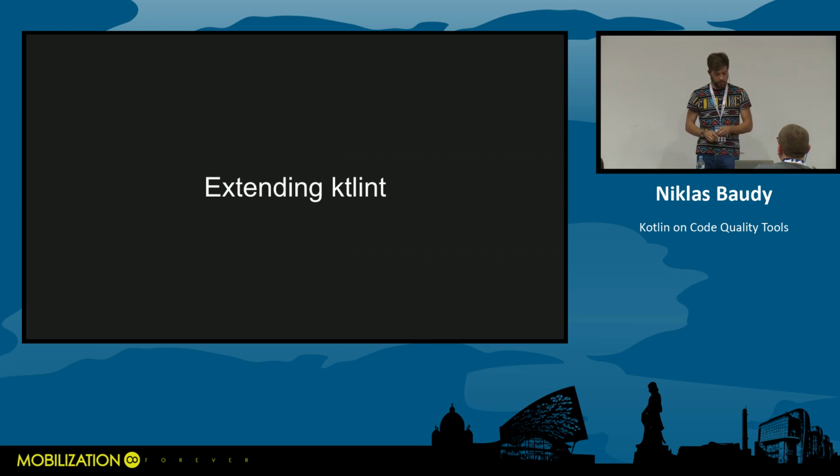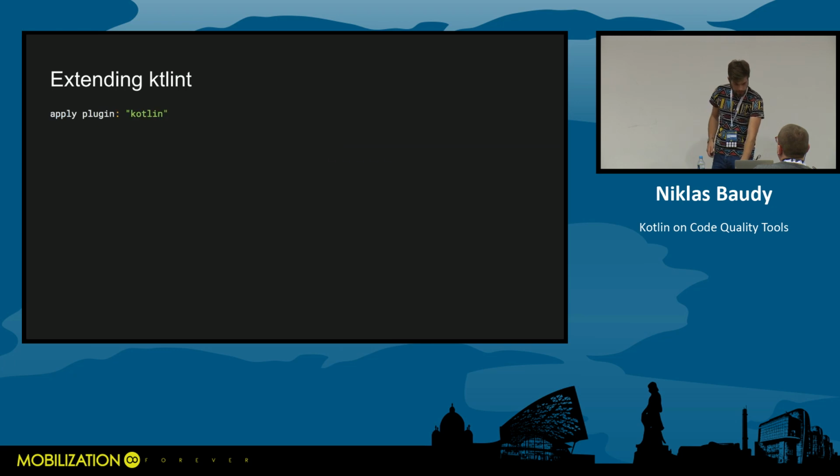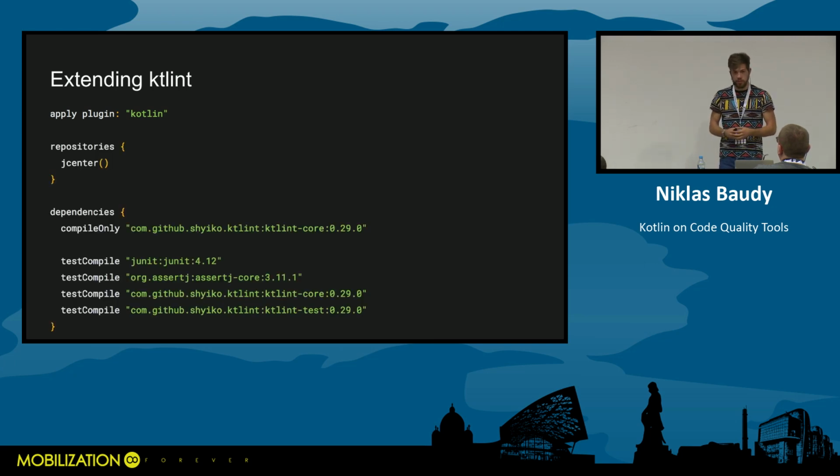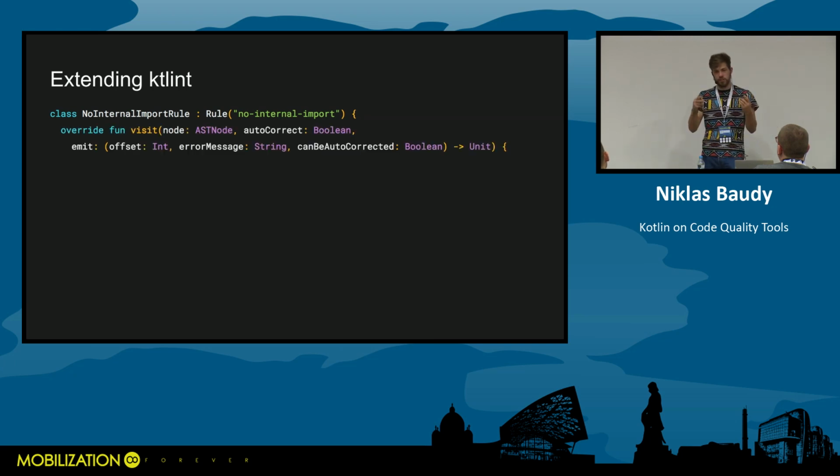Now, extending Lint, we can also go and write our own rules there. For that, we're going to be using the same examples, so also flagging internal imports. And then it's basically the same ceremony. So we create our own module again. It's a Kotlin module. We have the JSON repository for getting the dependencies. Also, Lint is providing APIs for that. And then they also have their own rule class. We go and give it our name. And then they have a visit method.